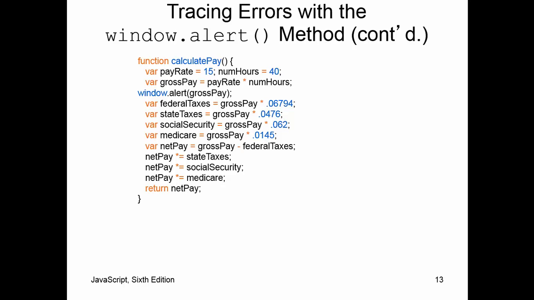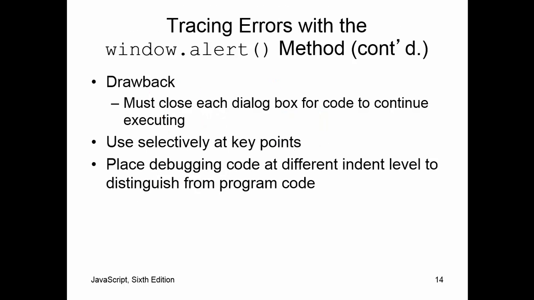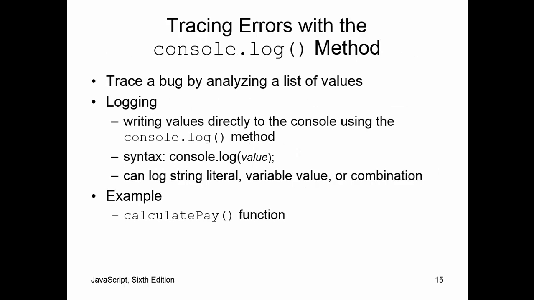So here's other examples that they've gotten here with the alert so you can try to find things. Okay. What's the drawback? You must close each alert dialog box for code to continue executing. Yeah, that's a drawback. It's kind of a pain to work with. But you can put it at any point you want in the program. That's one of the things that's nice about it. All right, there's something called console.log where you can log values.